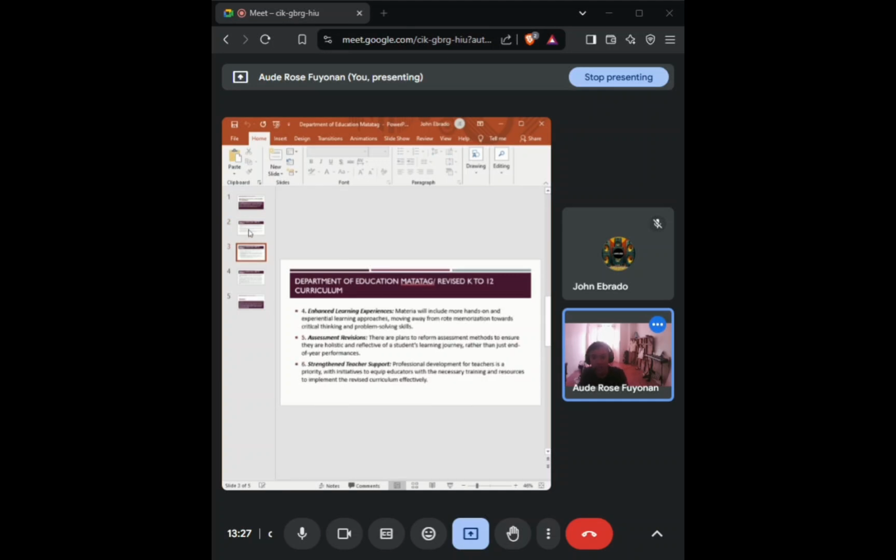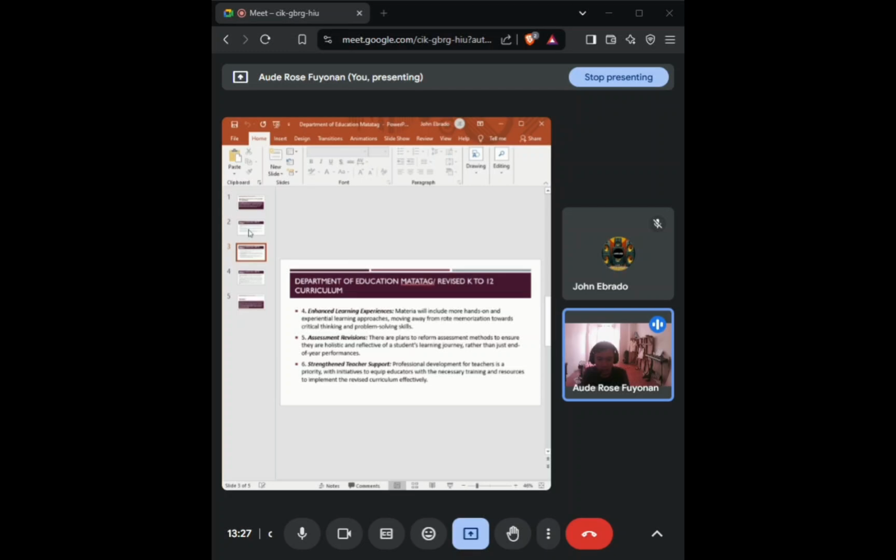And fourth one, enhanced learning experiences. Material will include more hands-on experiential learning approaches, moving away from rote memorization towards critical and problem-solving skills. So, enhanced learning experience, we have different kinds of learning. Last year we have the online and face-to-face. However, this year it was changed due to requirements for the higher position.